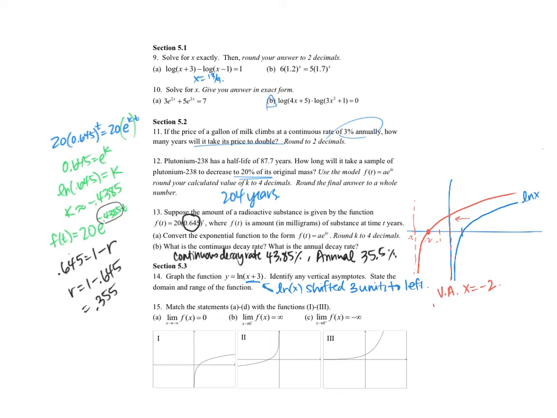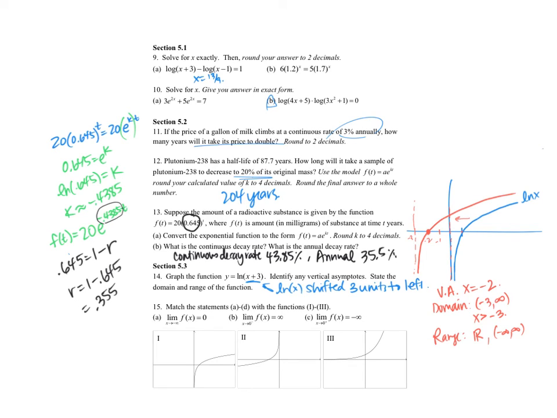And my domain is going to be all of the x values that are greater than negative 3, so negative 3 to infinity. Or you can write x is greater than negative 3, so either way, I'm going to write the domain. And the range is going to be all real numbers, or you could write it as negative infinity to infinity. So any y value is going to be achieved on this function.